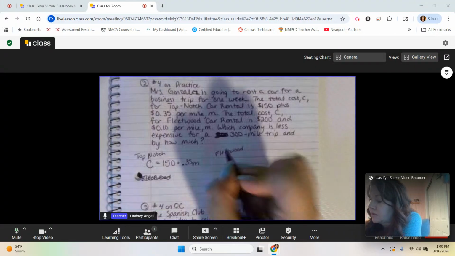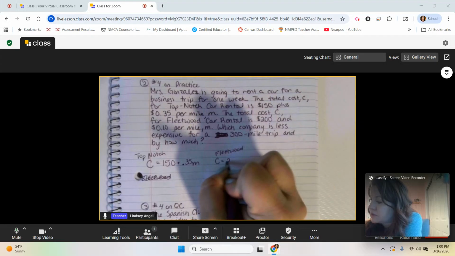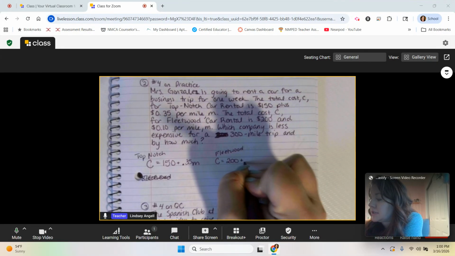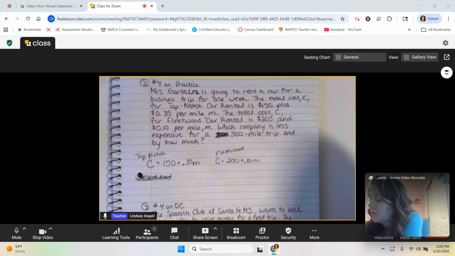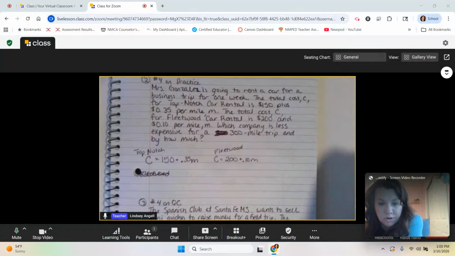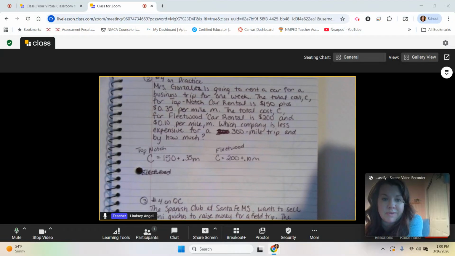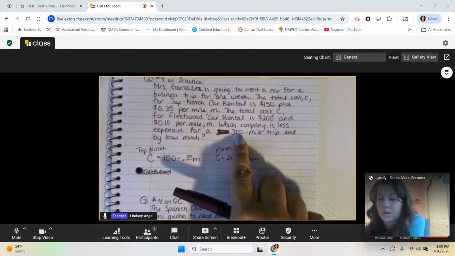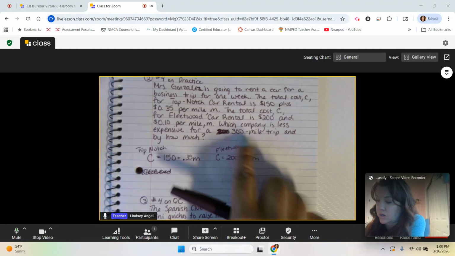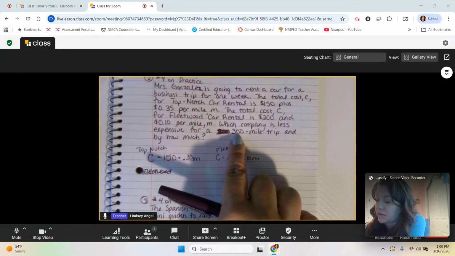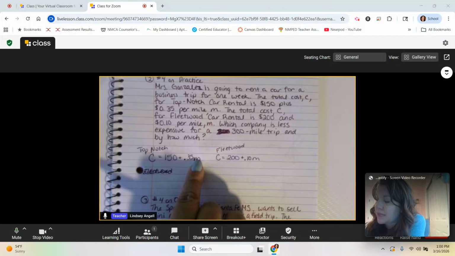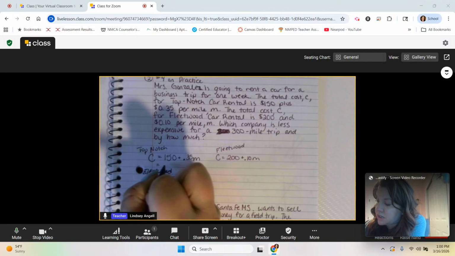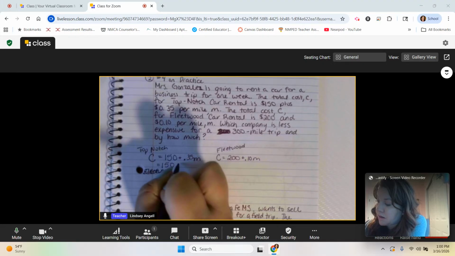For Fleetwood, for the total cost, we have $200, but then it's only 10 cents per mile. Okay? So we have two different equations going on. Both of them have the same variables. But what we know is that we're looking for the cost of a 300-mile trip. So we can plug that into our equation and figure out which one is cheaper.